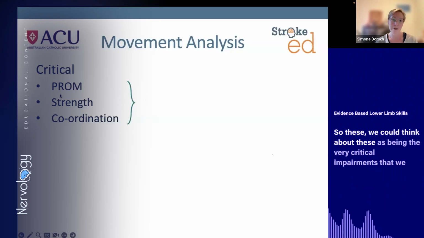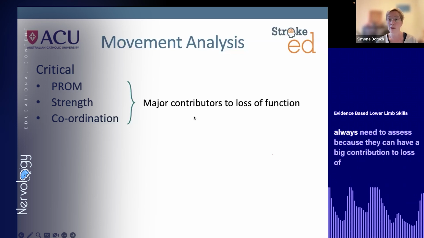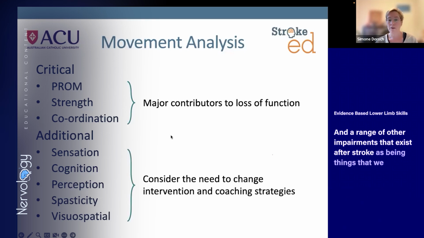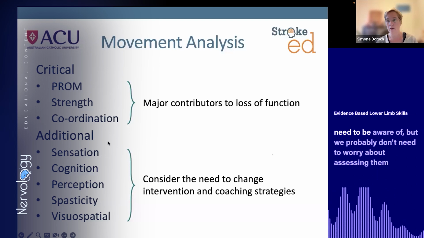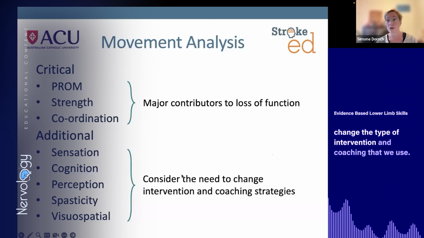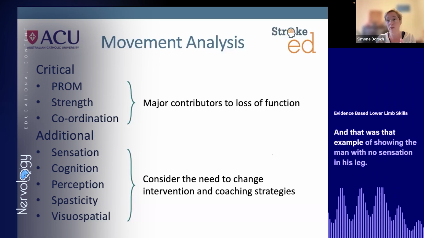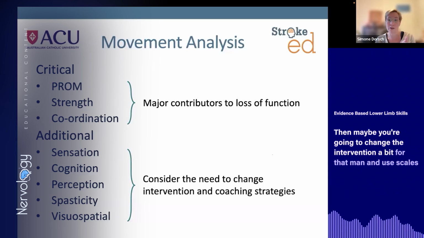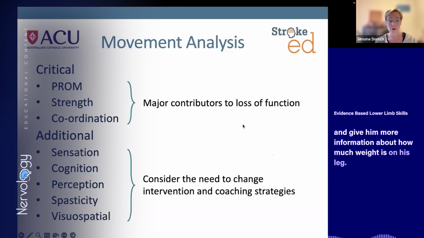So we could think about these as being the very critical impairments that we always need to assess, because they can have a big contribution to loss of function. A range of other impairments exist after stroke that we need to be aware of, but we probably don't need to worry about assessing them in a lot of detail all the time unless they are a very big problem. But they will change the type of intervention and coaching that we use. And that was that example of showing the man with no sensation in his leg. Then maybe you're going to change the intervention a bit for that man and use scales and give him more information about how much weight is on his leg.